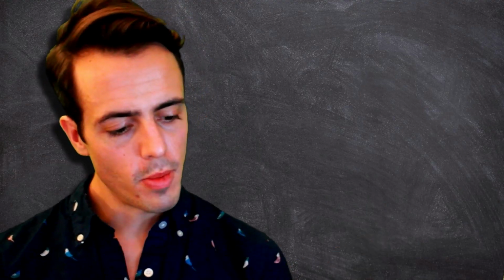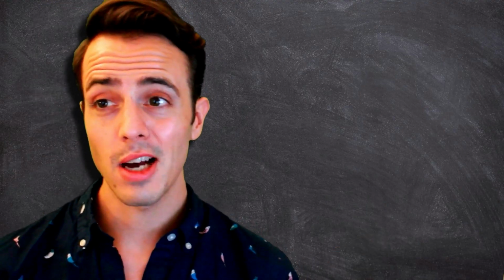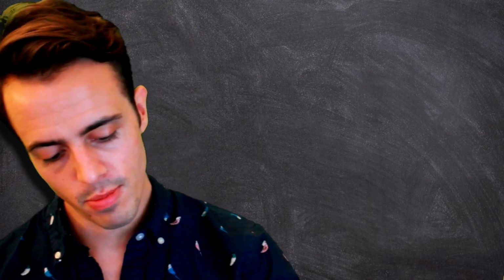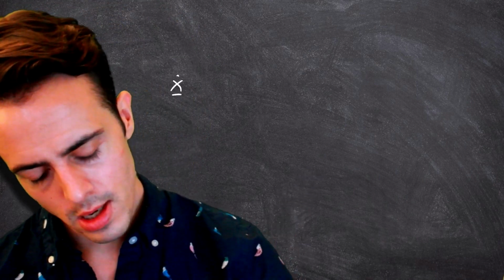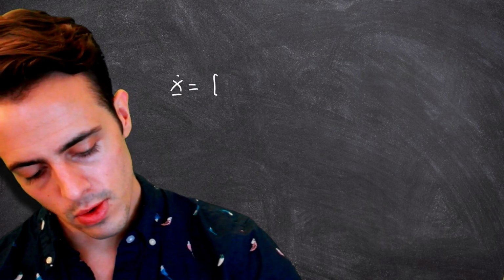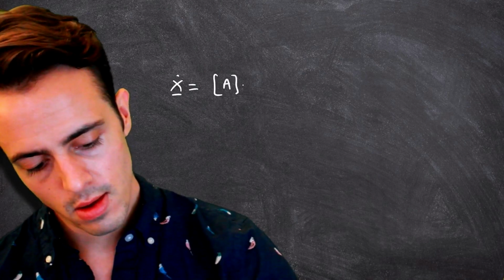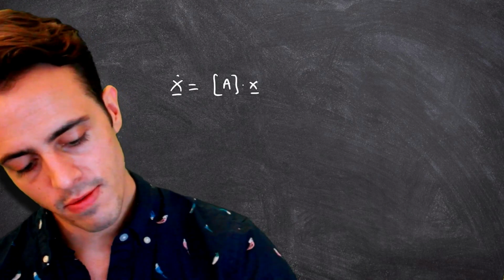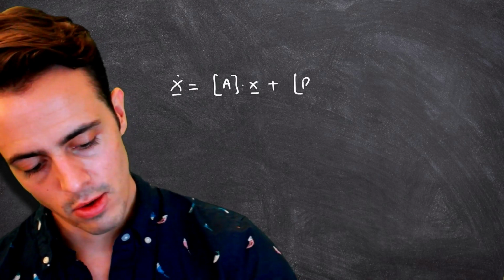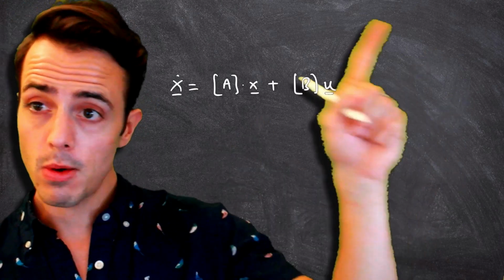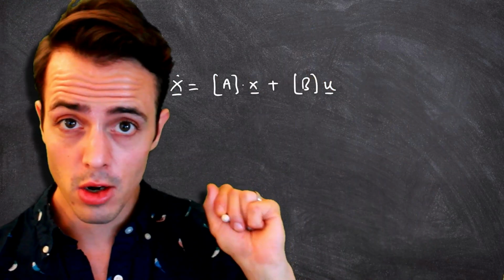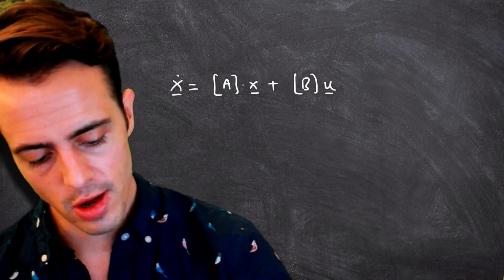Hi guys, we're moving on with actually doing something now with these linearized equations of motion that we've got. So we derived our equations of motion in the form x dot is equal to the system matrix multiplied by our state vector plus the control matrix multiplied by our control vector. We've derived this for both the longitudinal equations of motion and the lateral directional.